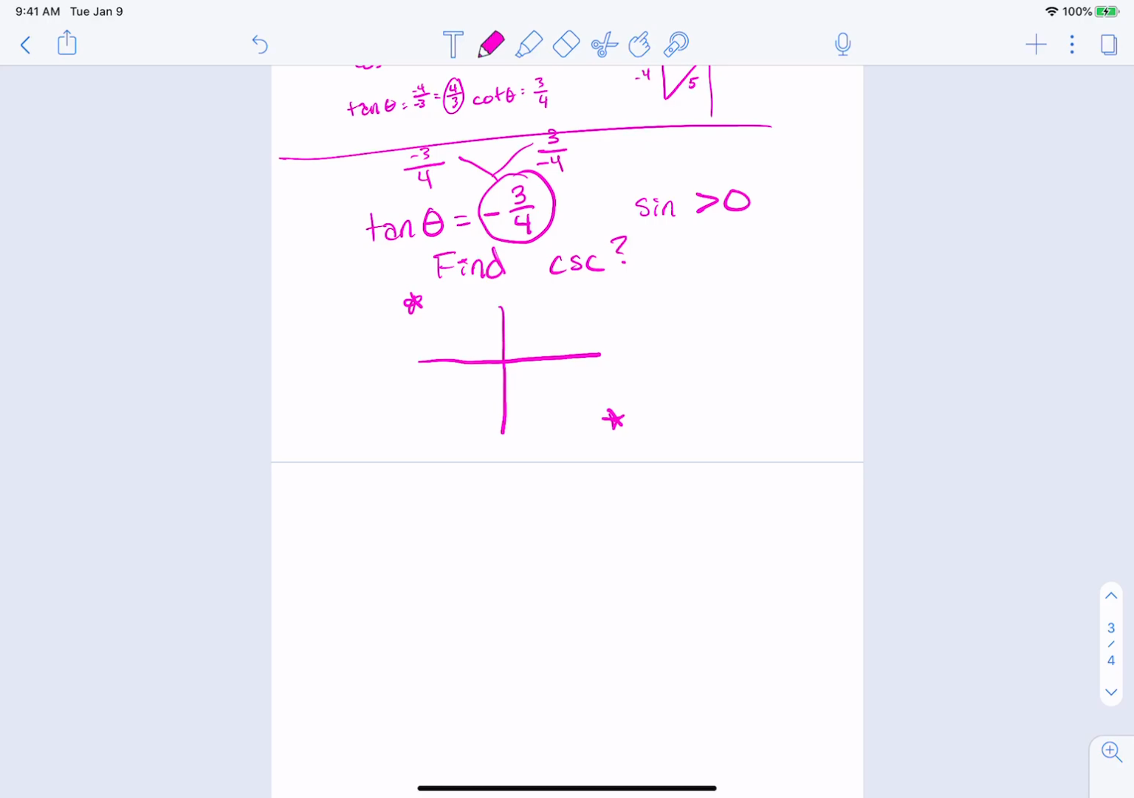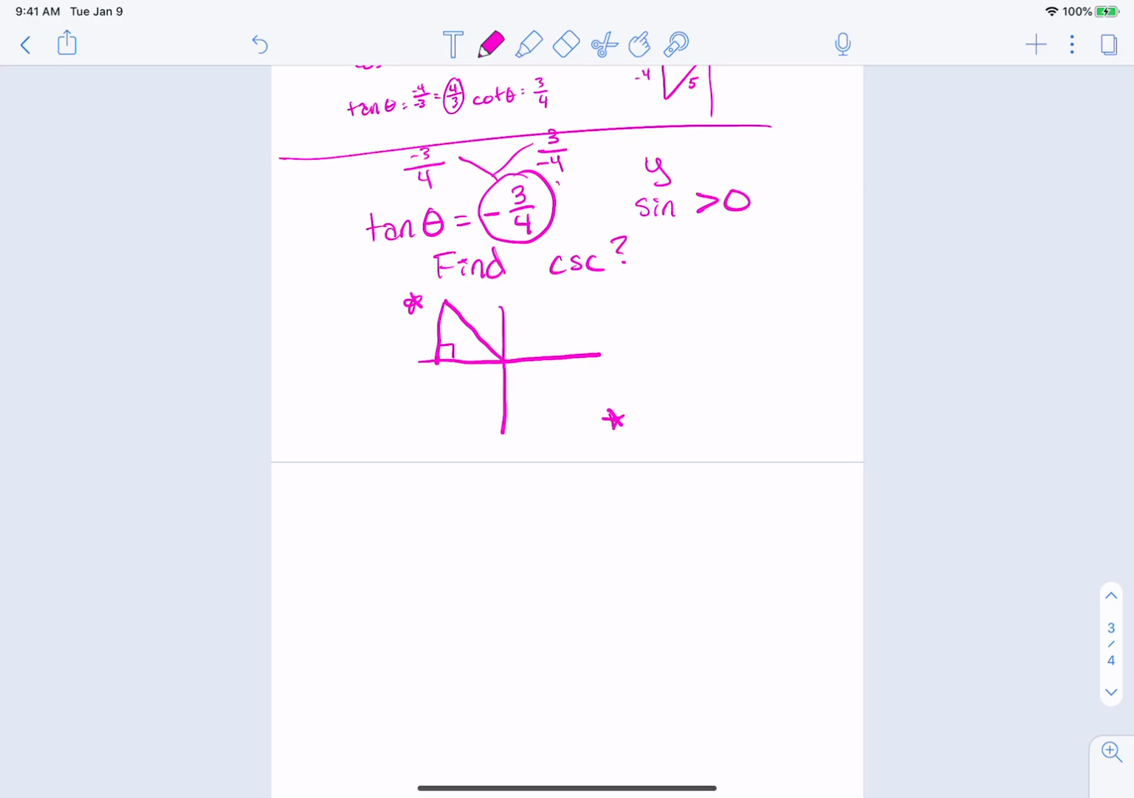Sine is the x or y? Sine is the y, and I want the y to be greater than 0. So which quadrant am I looking at now? Quadrant 2, because that's the only one of those where sine is positive. Now you can draw what your thing looks like.